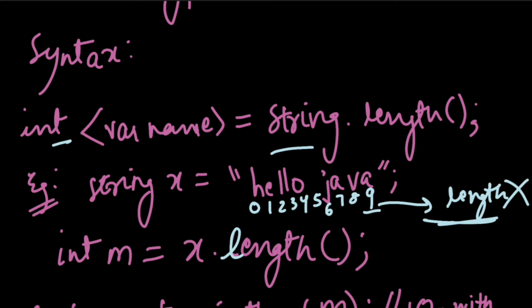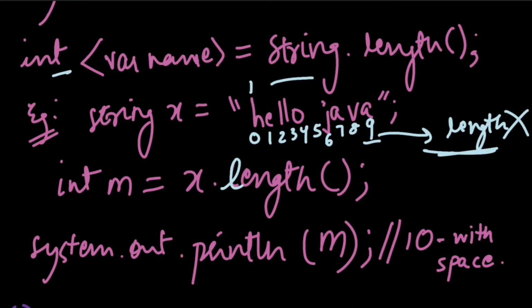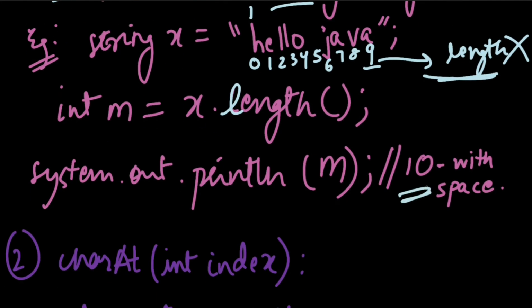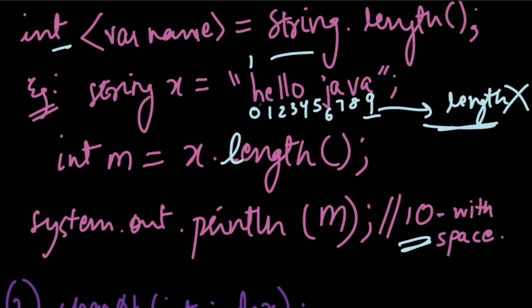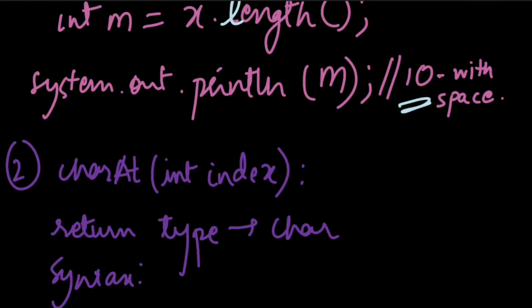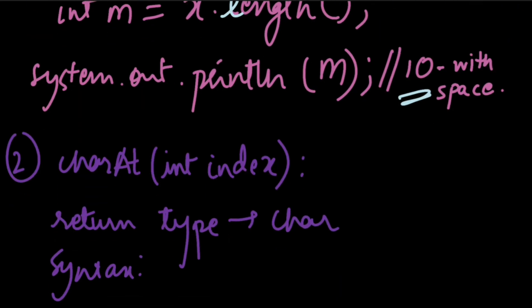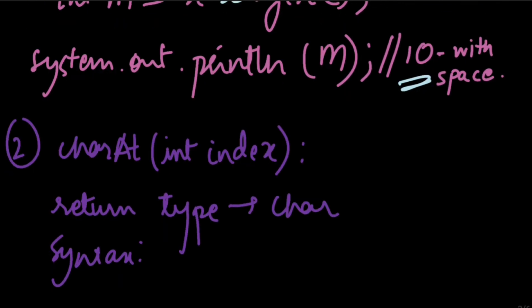But when we're talking about the length, we will start from 1. Only the index value starts from 0. So the answer here will be 10 with the space included, because if we start labeling from 1, then we will get 10 here. Alright, so this was a very simple method, a string class method.